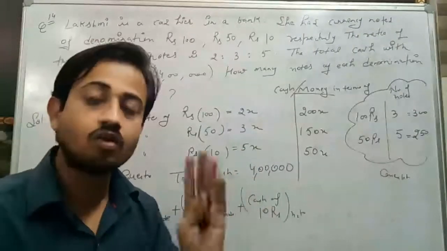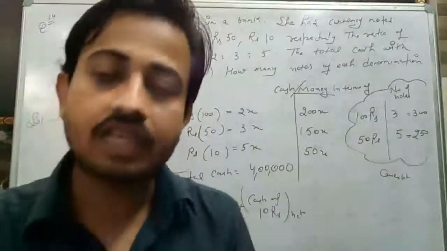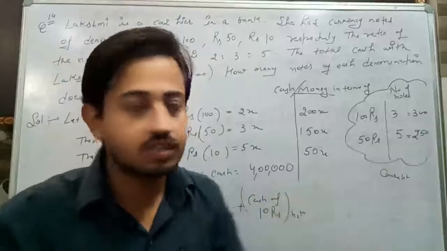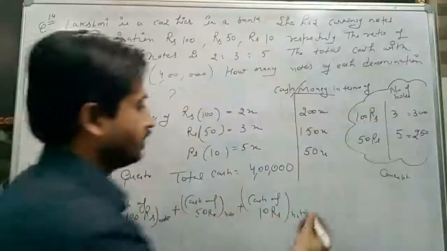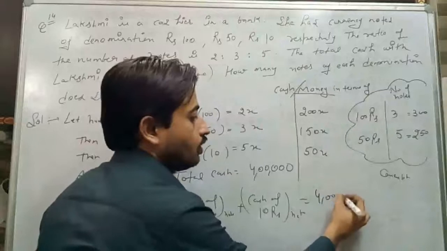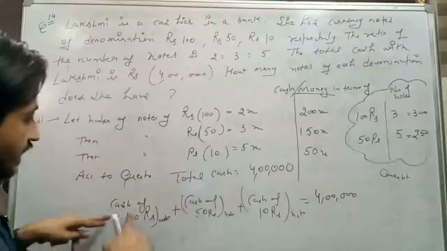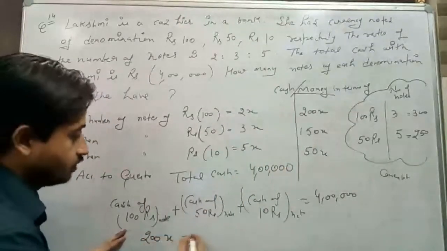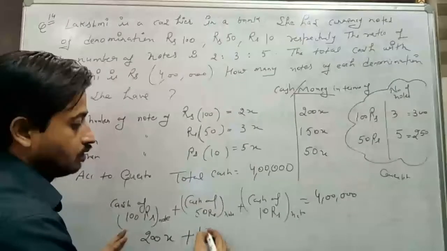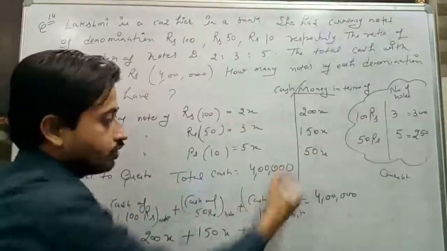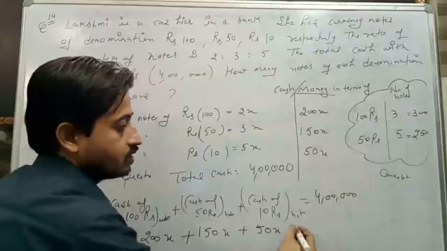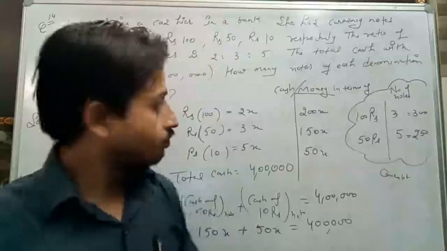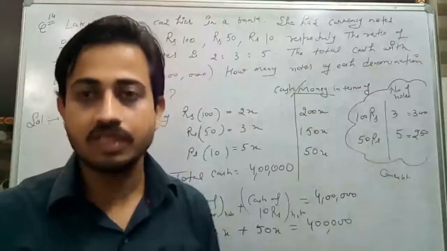Then the total cash means the cash in terms of 100 rupees, the cash in terms of 50 rupees, and the cash in terms of 10 rupees. If we add them, we get the total cash. So I did the same here. The total cash is 4 lakh. Now we have to solve this: 200x plus 150x plus 50x is equal to 4 lakh. Please make a note first.